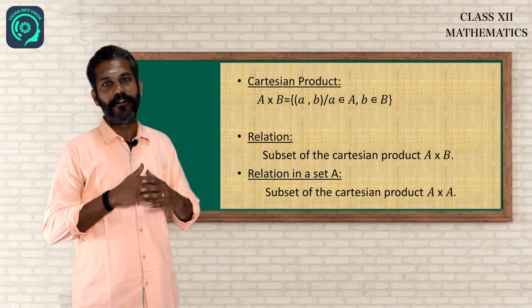We all know that then there will be no such ordered pair existing in the relation R. Then R is a null set, that is, R is equal to phi. Then we call it an empty relation. Okay. What about universal relation?